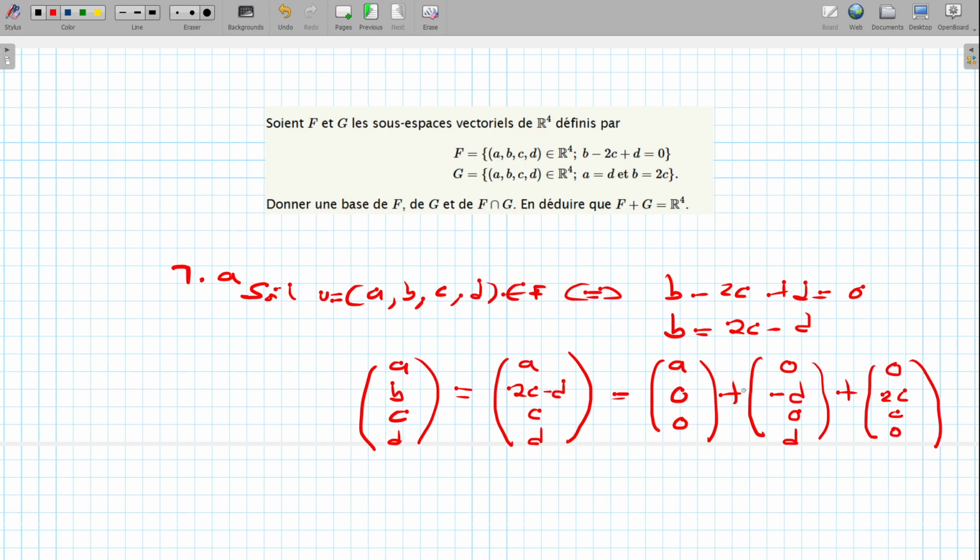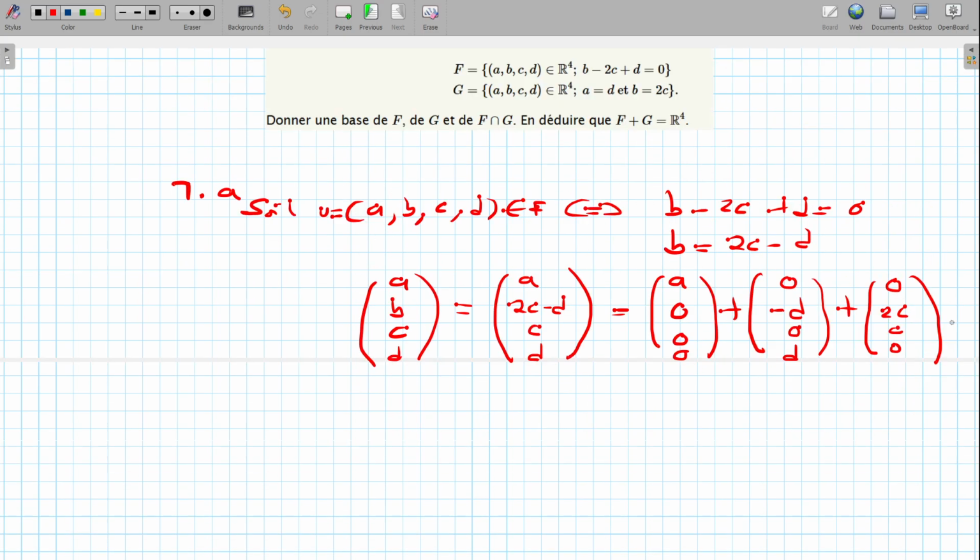So if you add A plus 0, you get A. If you add 0 minus D plus 2C, you get 2C minus D. This is 0. If you say 0 plus C, you get C. If you say 0 plus D plus 0, you get D. Okay?